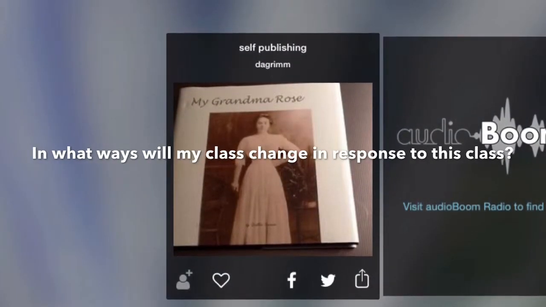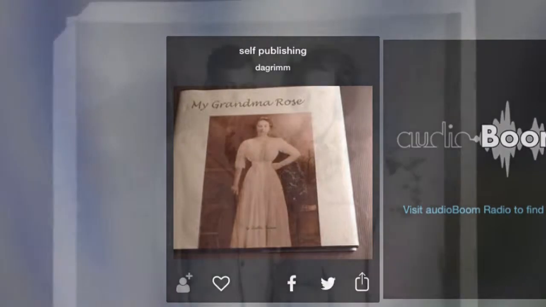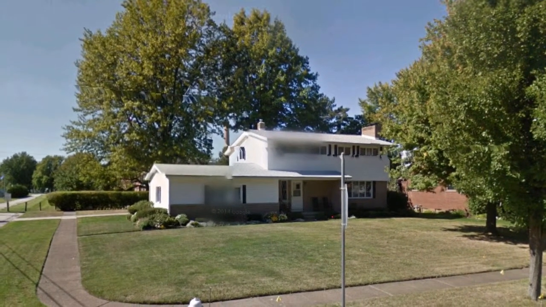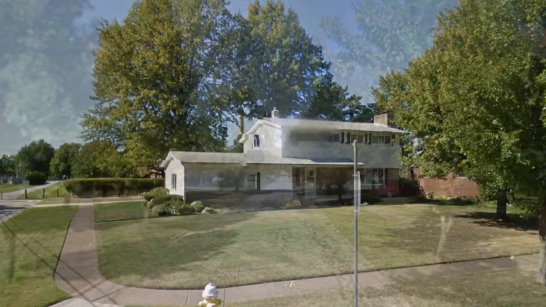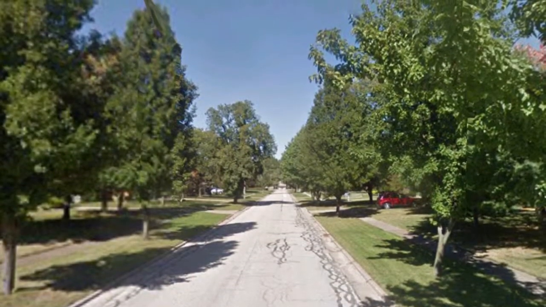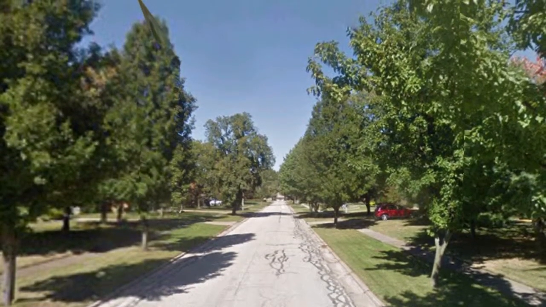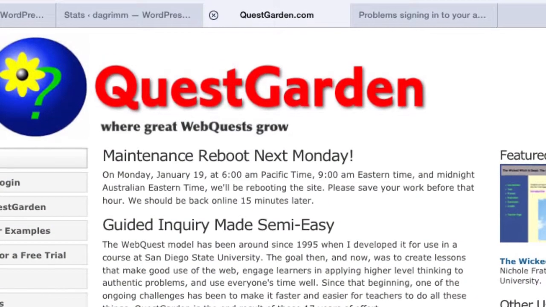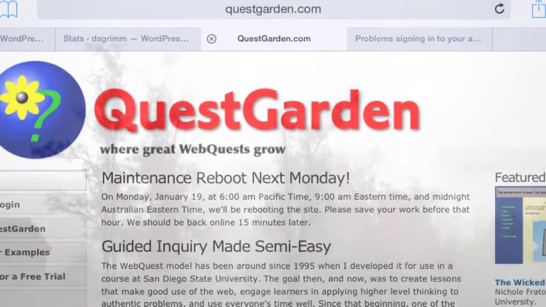In what ways will my class change in response to this class? Since I work with small groups, my situation is different than a regular classroom teacher. Even so, I have already planned to carry on with many of these sites that I mentioned earlier. When I noticed how positively my fourth graders responded to BookTrack Classroom, I knew that this website was a keeper. I will be expanding the use of this site.